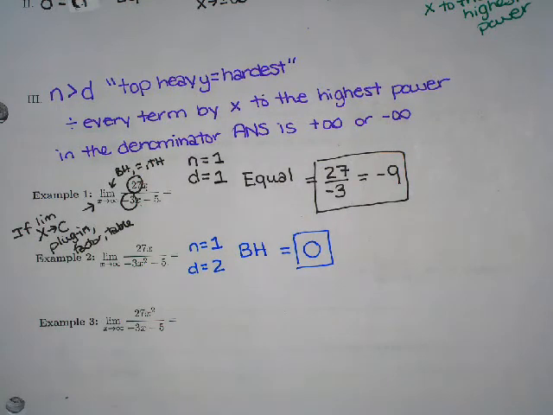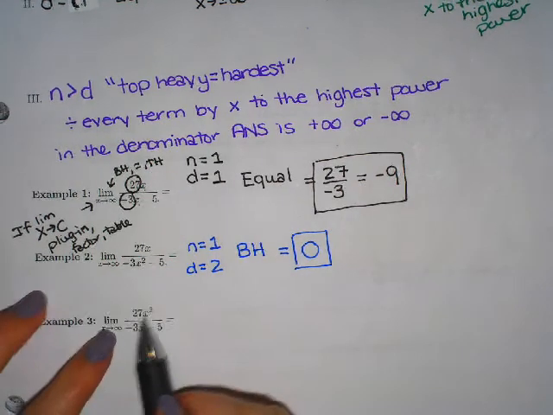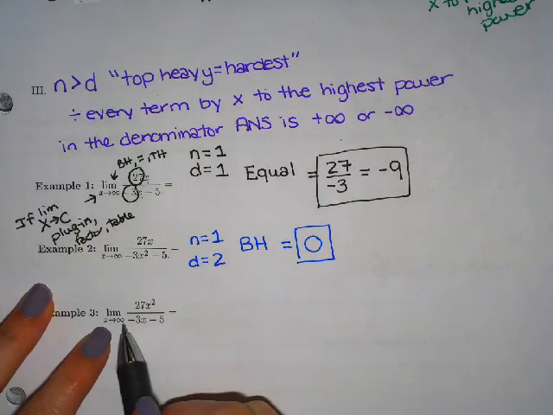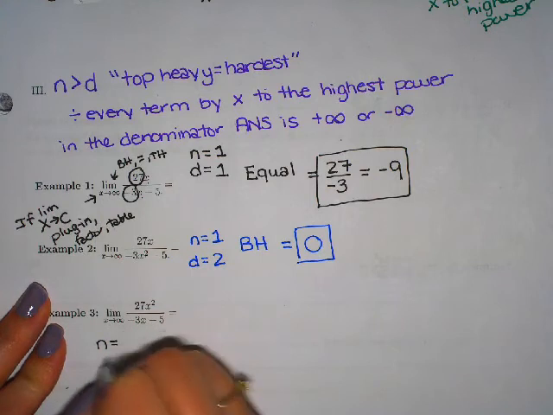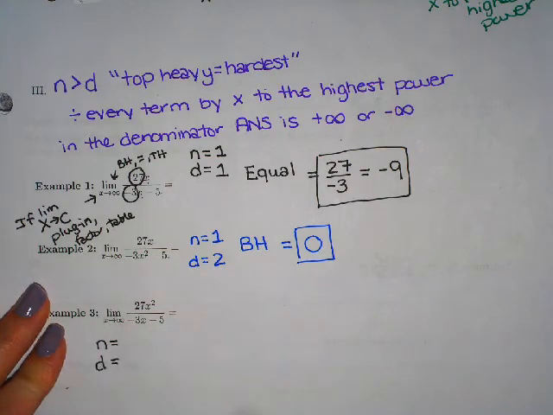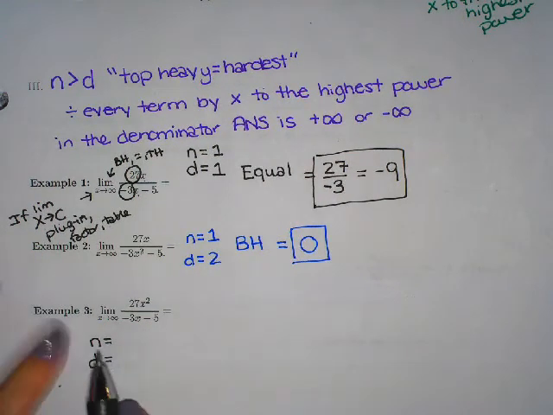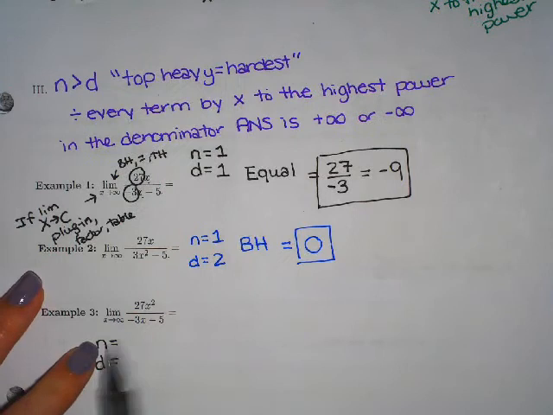All right. Our example 3 next. We have the limit as x goes to infinity. So I'm thinking bottom heavy, equal, or top heavy. And I'm going to compare the degree of the numerator to the degree of the denominator. This is not necessary work to show your answer, but it'll help you when you're studying.